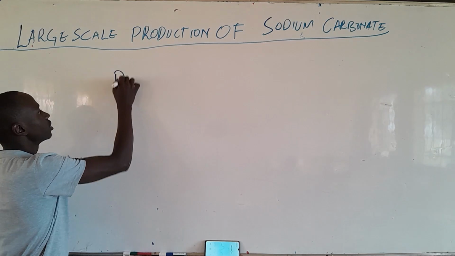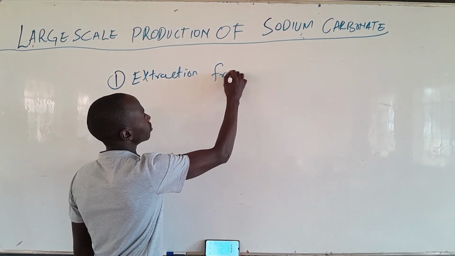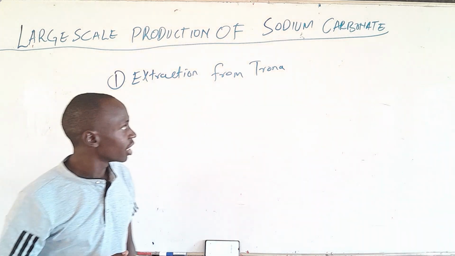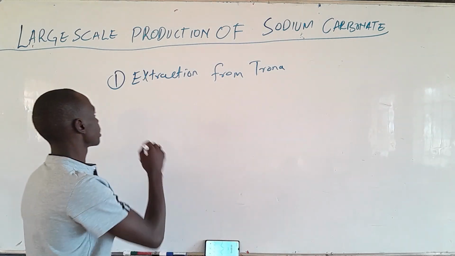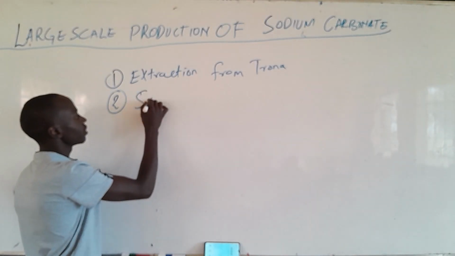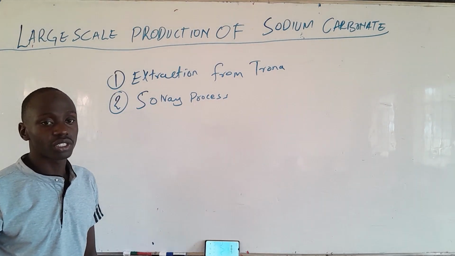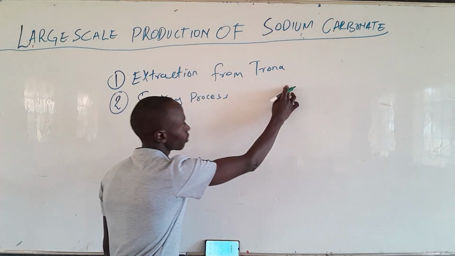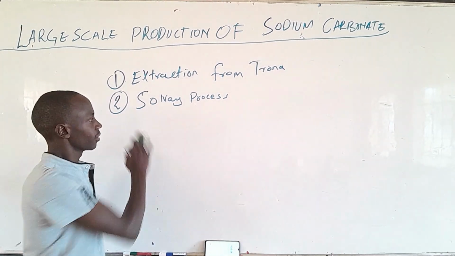The first method is through extraction from Trona, whereby Trona is a double salt that has sodium carbonate, sodium hydrogen carbonate, and the water of crystallization. The second method of obtaining sodium carbonate is through the Solvay process. In this video, we are going to start with the first method of large-scale production of sodium carbonate, which is extraction from Trona. And then in our next video, we are going to look at the Solvay process.